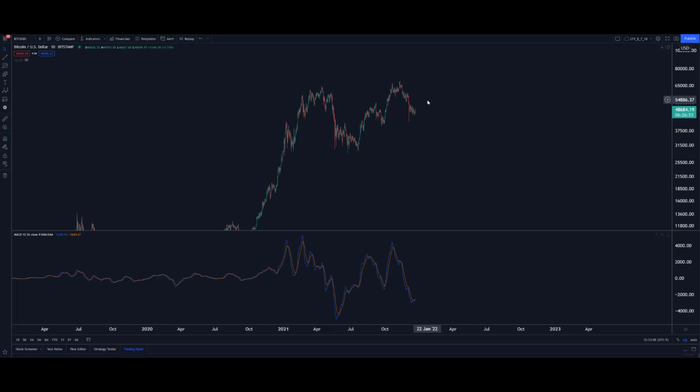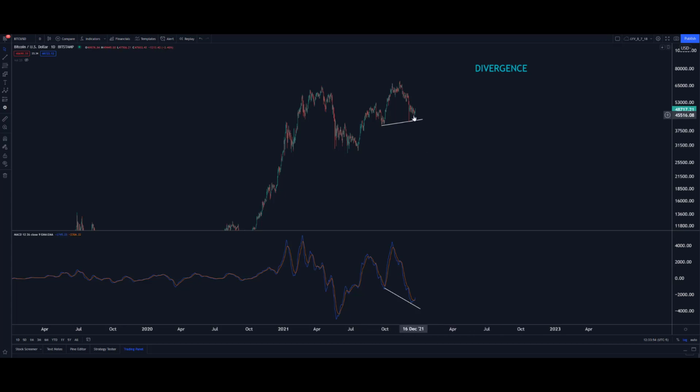So here, we're going to look at very simple divergence. As you can see, from this point to this point, price went from low to higher low. Okay? But if I look at the very standard 12-26-9 setting on the MACD, moving average converging divergence, we see that this went from low to a lower low. And that is where the divergence lies.